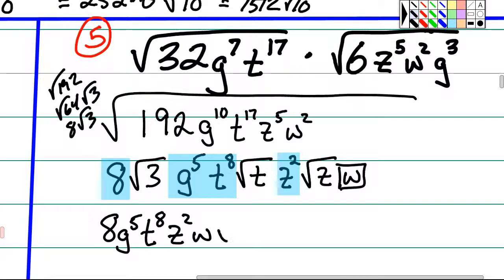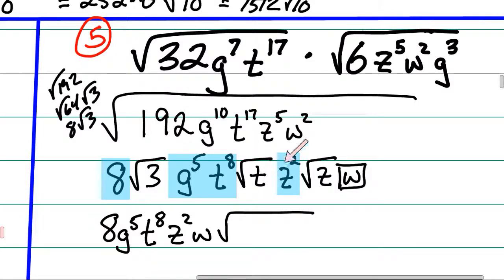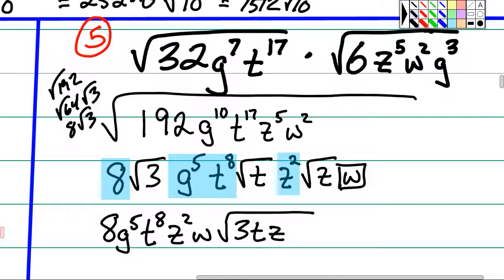And what's left on the inside? Well, remember, I can multiply everything that's under the square root. So 3 times a t times a z is just going to be 3tz. And we are all done because nothing can simplify in here. I can't find a perfect square in 3, and I can't take anything out of t and z.